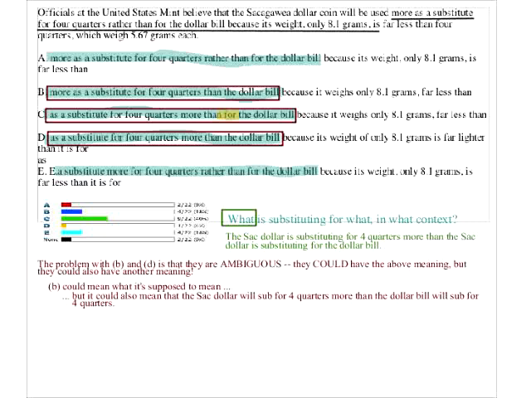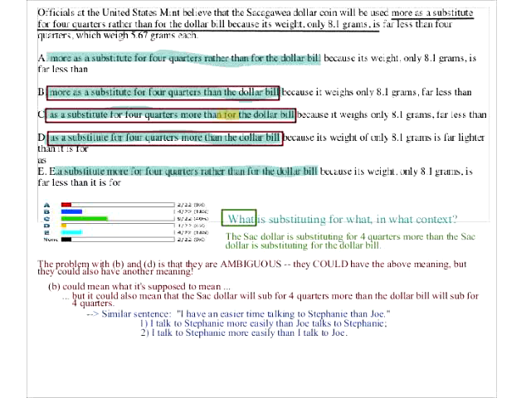Okay, here's a sentence that's like this, but easier to think about. If you say, "I have an easier time talking to Stephanie than Joe," this could mean one of two things. I talk to Stephanie more easily than Joe talks to Stephanie. Or it could mean that I talk to Stephanie more easily than I talk to Joe. This could be either one of these, and B has the same problem. And so does D.